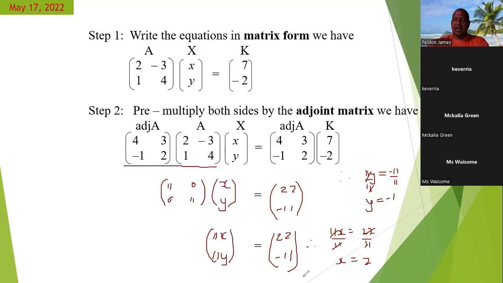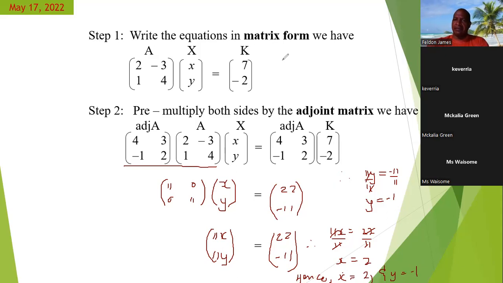Hence, x equal 2. And this is a conclusive statement, guys. You must generally try to write your conclusion. So hence, x equal 2 and y equal negative 1. All right? Is that clear to everybody? Everybody see what was done just now?